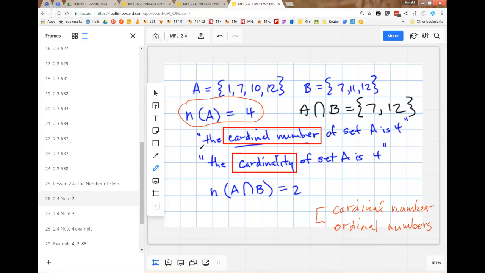Now let's look at this other example, A intersect B. This is a little bit of a review question. Remember how to do intersection? Intersection is what elements are in common, and it's 7 and 12. So if you look down at the bottom here, we could say the cardinal number for A intersect B is 2, because A intersect B has how many elements in it? 2. Yep.